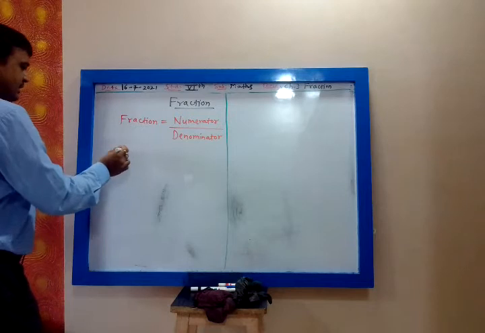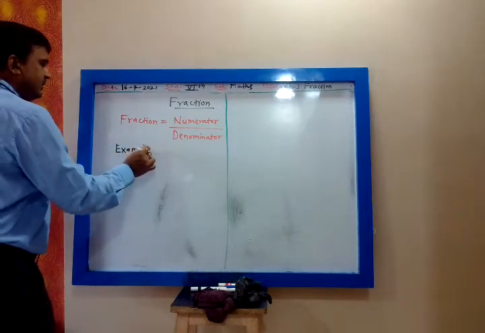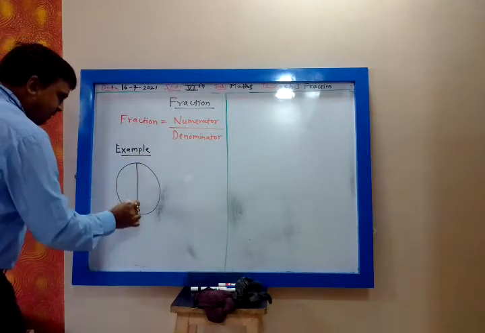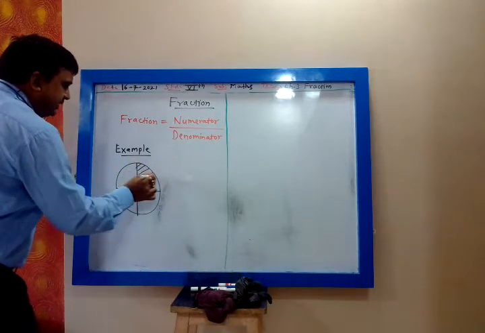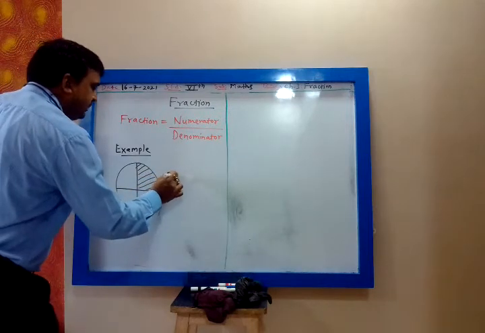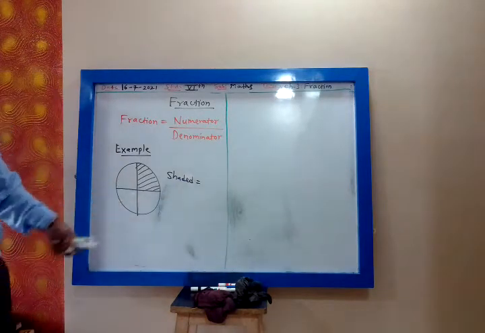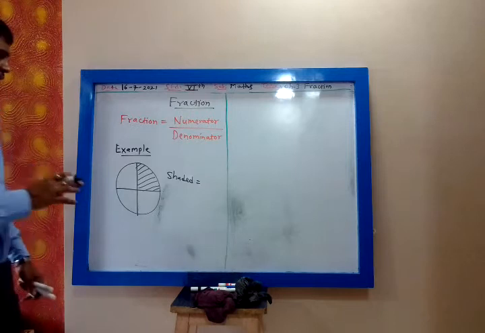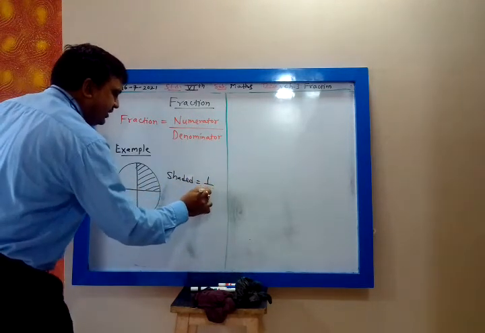Write down this. Let us take the example of fraction. Here are given 4 equal parts. One part is shaded. So what is the shaded part? Total how many equal parts are there? 4. 1, 2, 3, 4. 4 equal parts. 1 upon 4 is shaded.